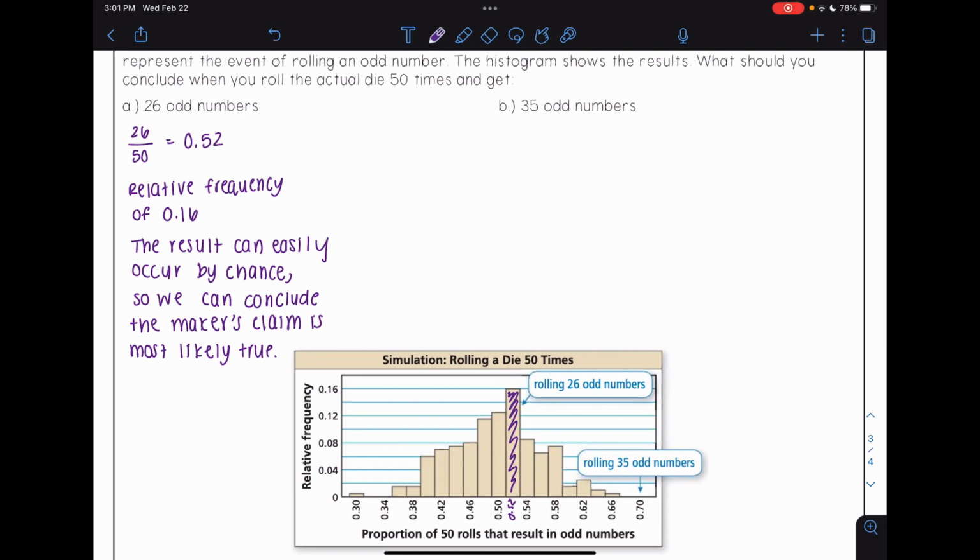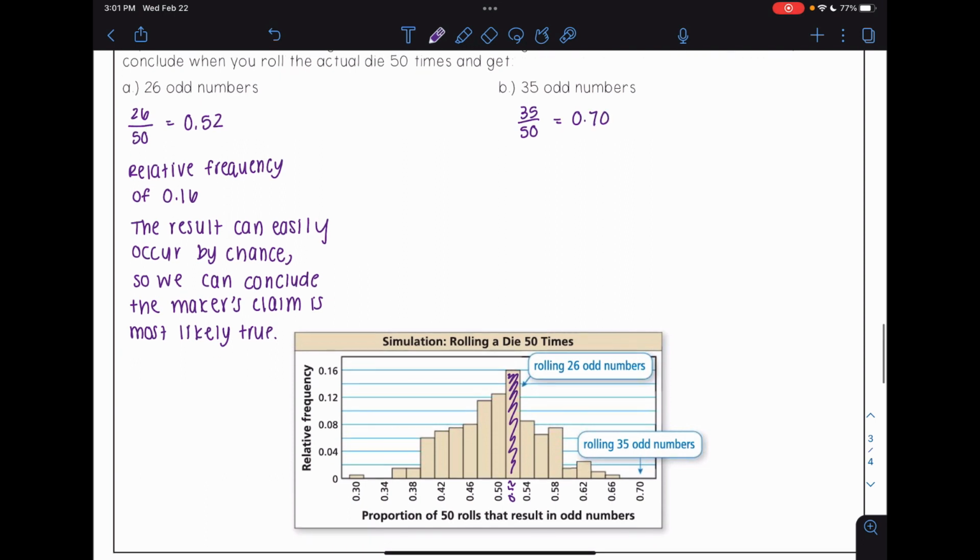Okay, now let's look at getting 35 odd numbers. So looking at that proportion, 35 divided by 50, I get 0.70. And so I see for 0.70, that actually never occurred in our simulation. They didn't have any results there. So I can say this result did not occur.